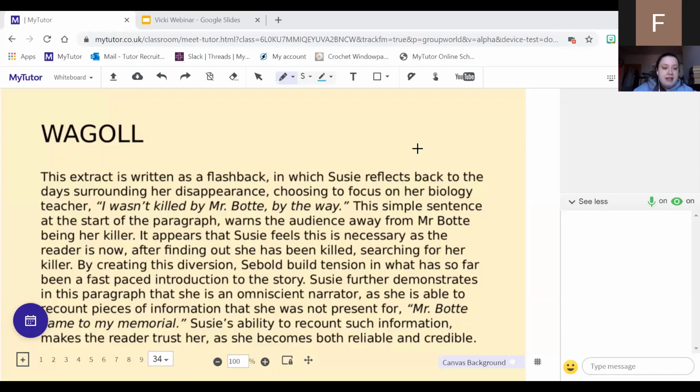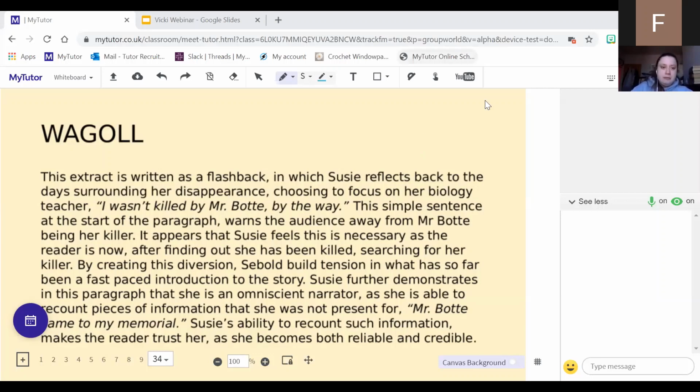Susie further demonstrates in this paragraph that she is an omniscient narrator, as she is able to recount pieces of information that she was not present for. So Mr. Bott came to my memorial, so she wouldn't have been there because she is dead now. She's talking as a spirit. Susie's ability to recount such information makes the reader trust her, as she becomes both reliable and credible. So I'm saying why it's important that those things are there, and I've thrown in masses and masses of terminology, but I've rolled them all together and made sure that I'm not just feature spotting. I'm saying why I know that and why it's important that those features are there.